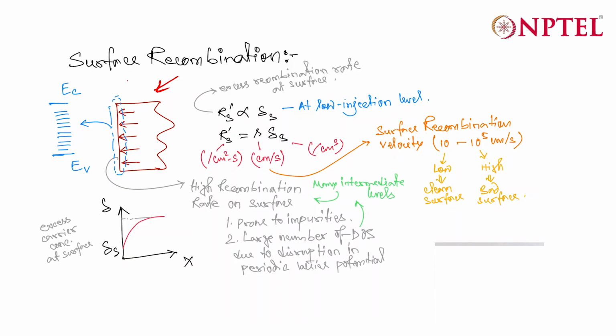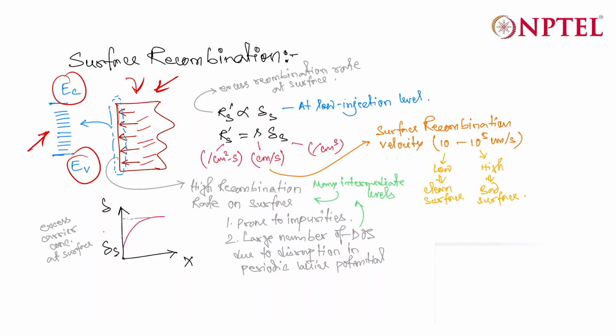If you consider the surface of any semiconductor crystal, you will find that the lattice structure, the arrangement, gets disrupted near the surface because there is nothing beyond that. So because of that disruption, you will find a large number of density of states between EC and EV. And secondly, the surface is prone to impurities, so you will get a lot of impurity levels as well. Impurity levels mean you will get deep impurity sites for recombination.